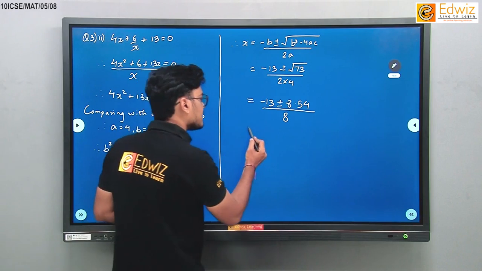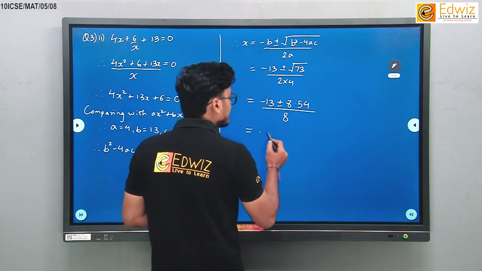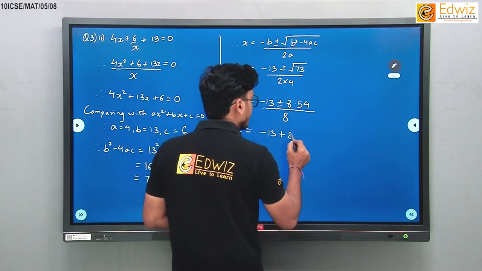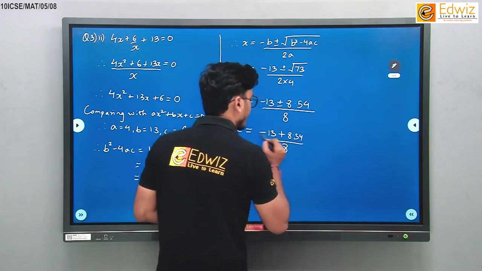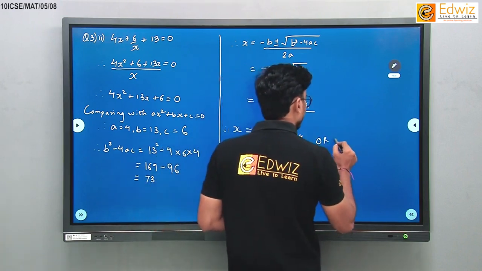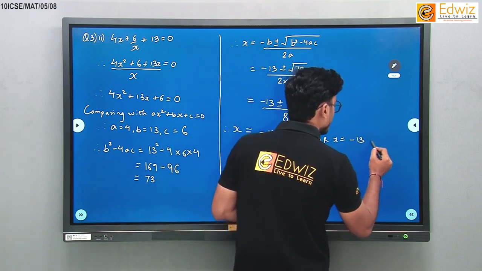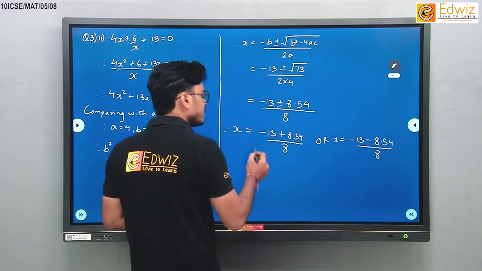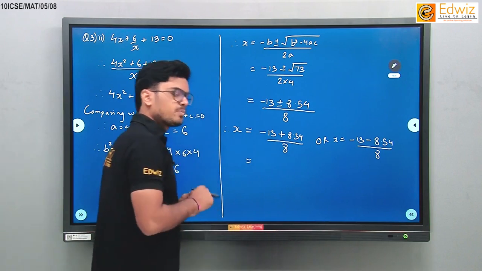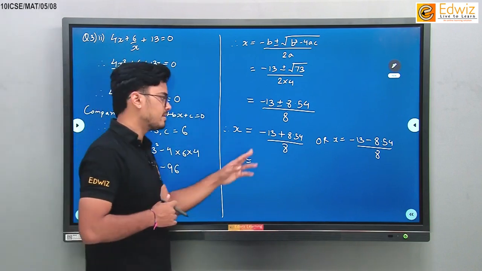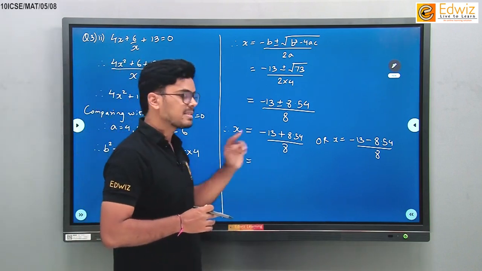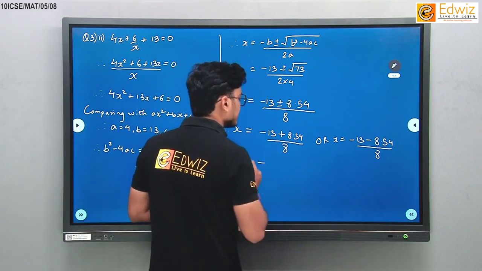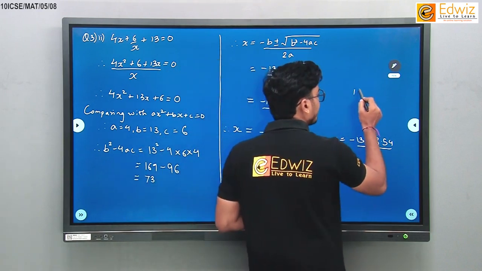So this is going to be equal to minus 13. What will be the value of x? Minus 13 plus 8.54 upon 8, or x is equal to minus 13 minus 8.54 upon 8. Here one number is negative, one number is positive, so we will have to subtract and then divide by 8. What will the sign be after subtraction? Negative, because the bigger number is negative, so minus 13 minus 8.54.